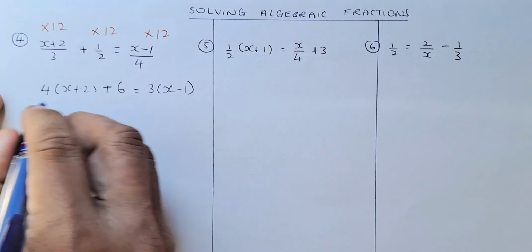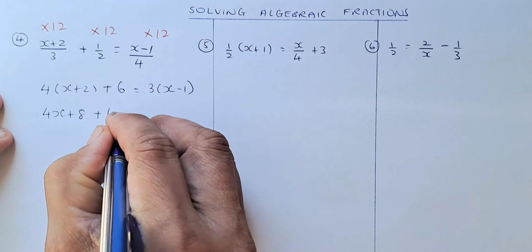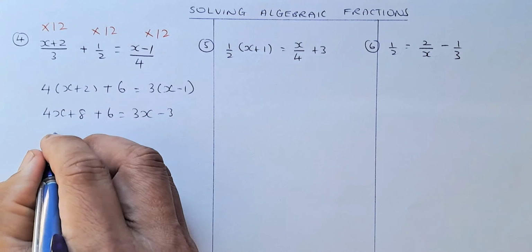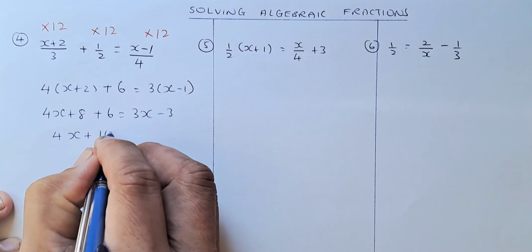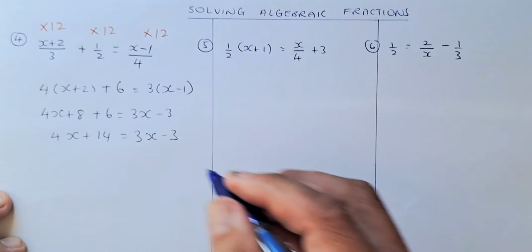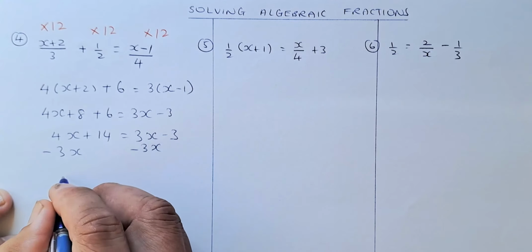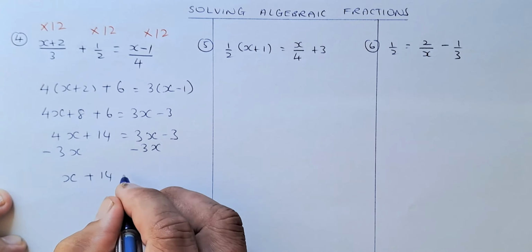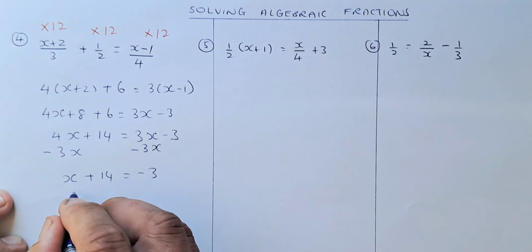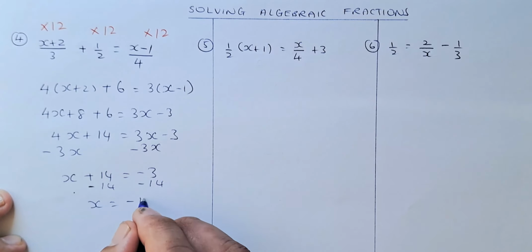Now what you do, you're going to expand. 4x + 8 + 6 = 3x - 3. And then you simplify that part, it becomes 4x + 14 = 3x - 3. Next step, get rid of the 3x, you minus 3x on both sides of the equation. So you're left with x + 14 = -3. And then you're going to minus 14 on both sides. And your answer is going to be x = -17.